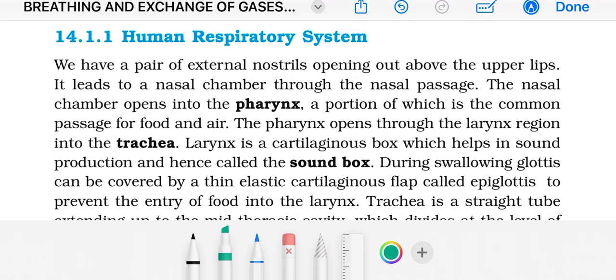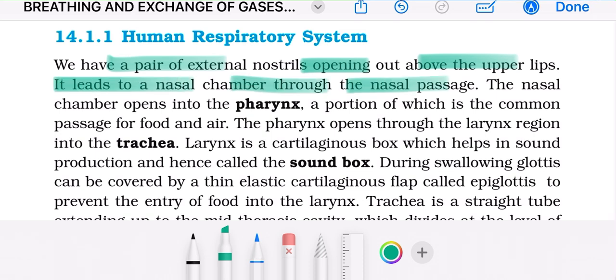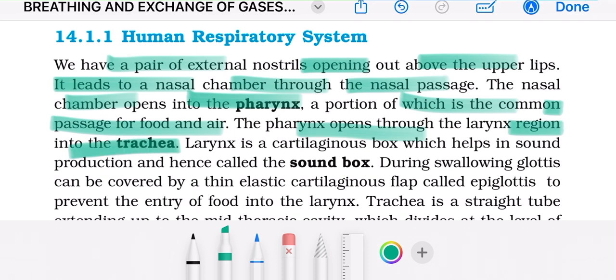Human respiratory system. Let us do it fast. We have a pair of external nostrils opening out above the upper lips. It leads to the nasal chamber through the nasal passage. The nasal chamber opens into the pharynx, which is a common passage for food and air. The pharynx opens into the larynx, which is the voice box. The larynx region opens into the trachea.